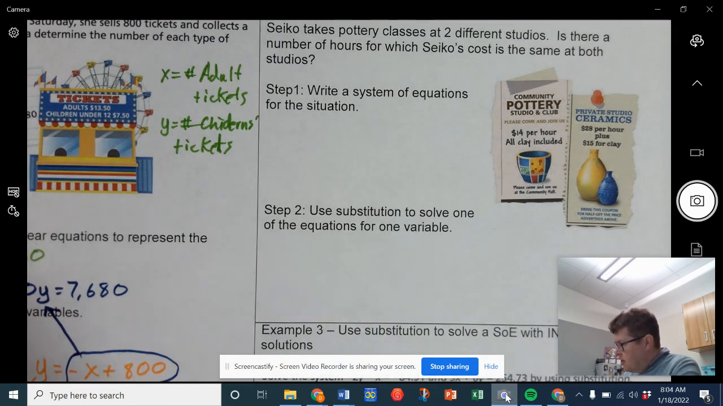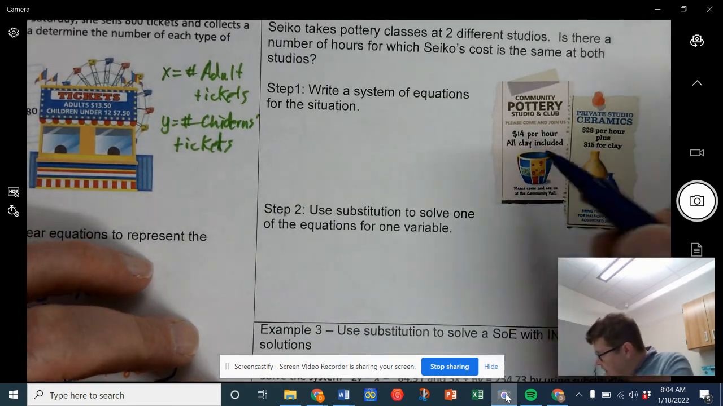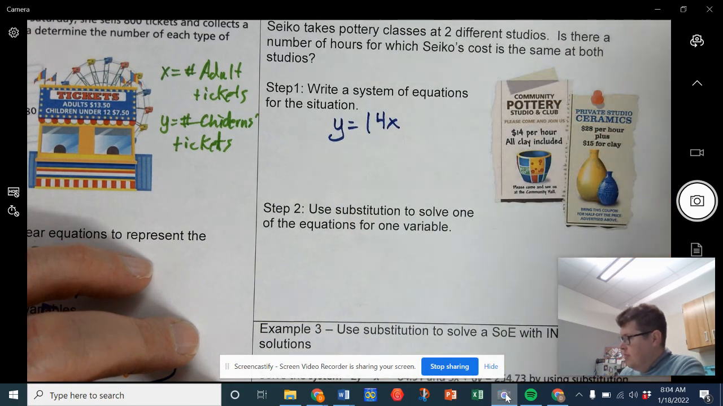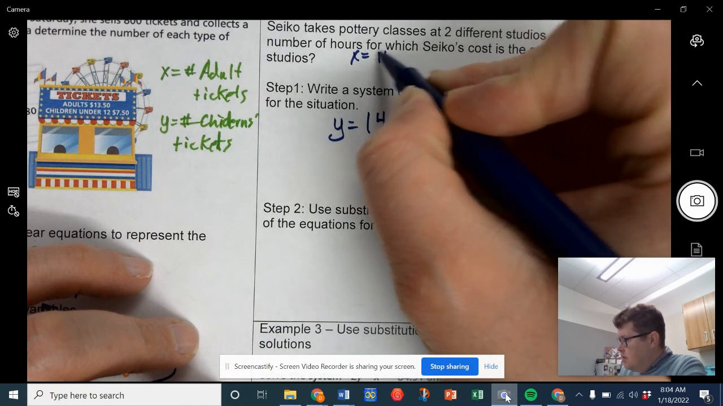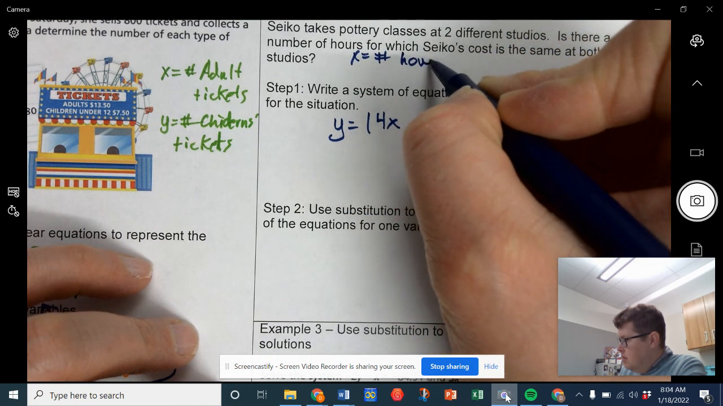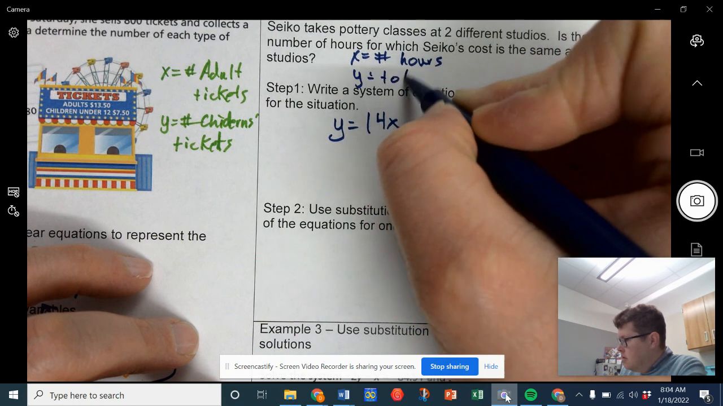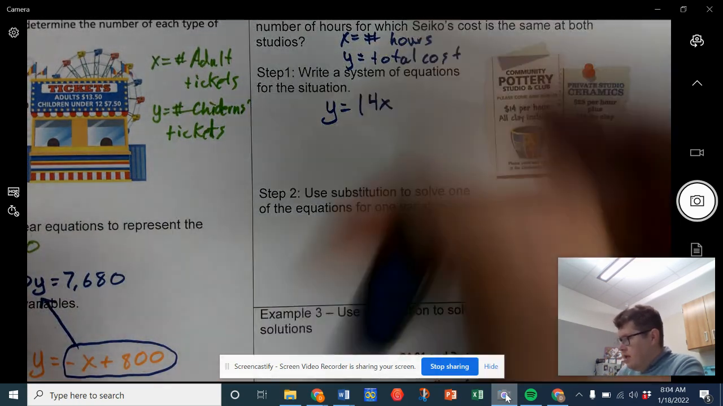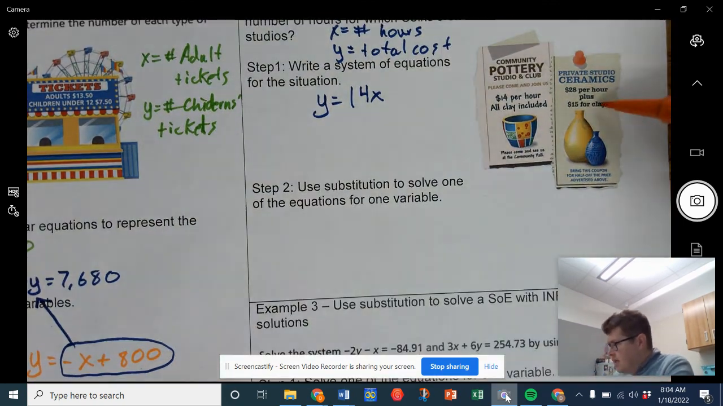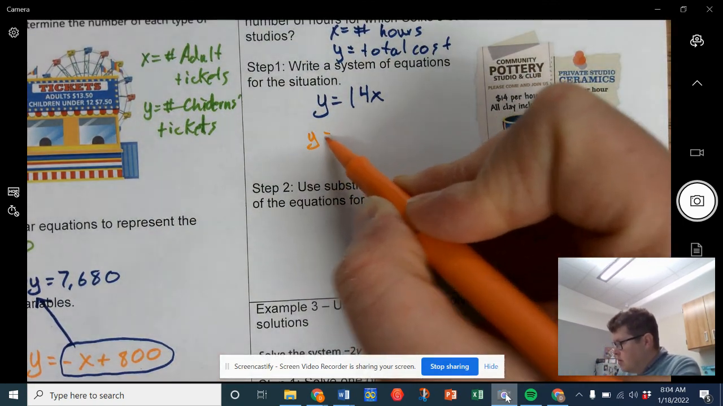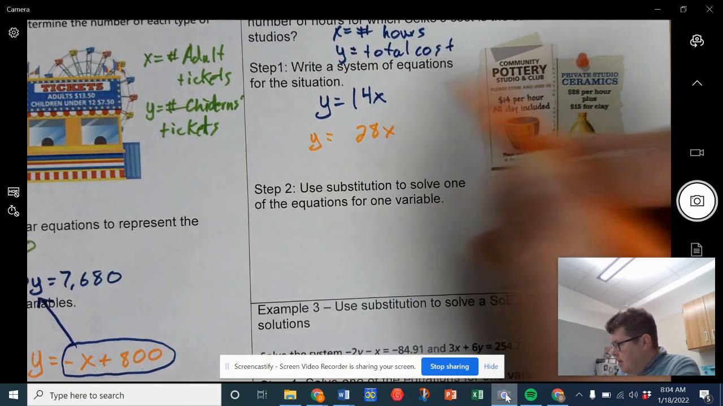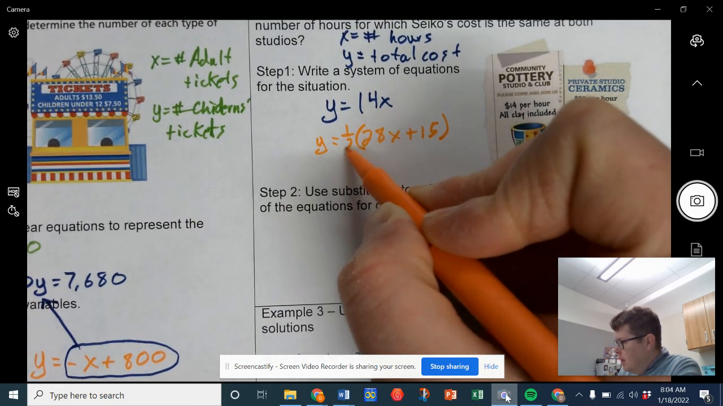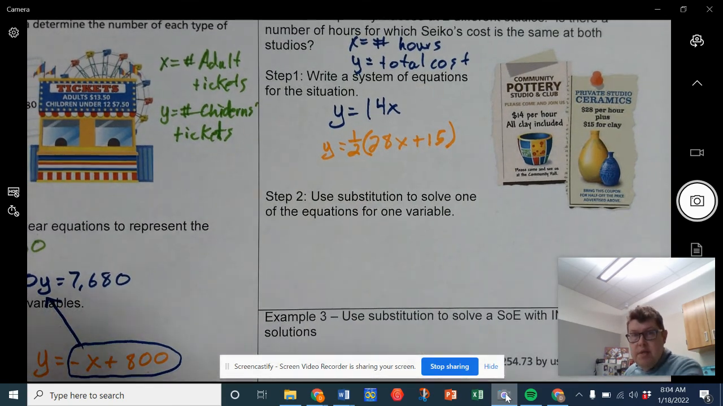So we have two equations. First, the community potters club, at $14 per hour. So y equals 14x, where x is the number of hours and y is the total cost. All right, that's our first one. Our second one is a little more complicated because we have $28 per hour and $15 for clay, and if you bring the coupon in, it's half off. So we have a system of equations.